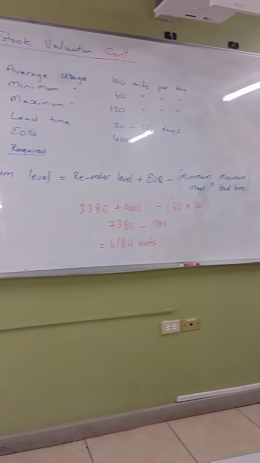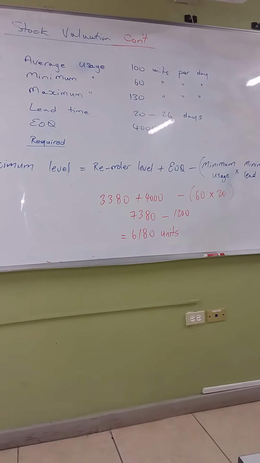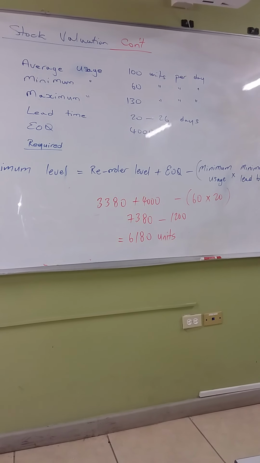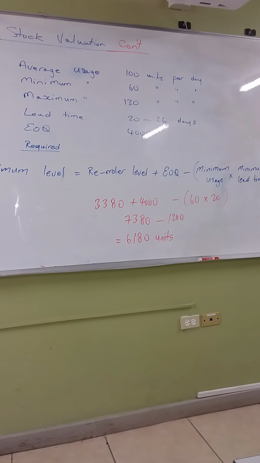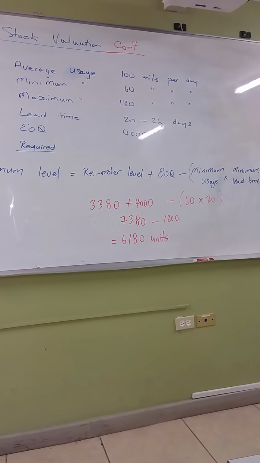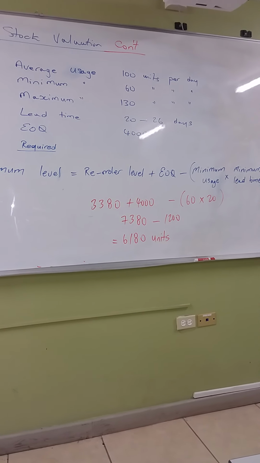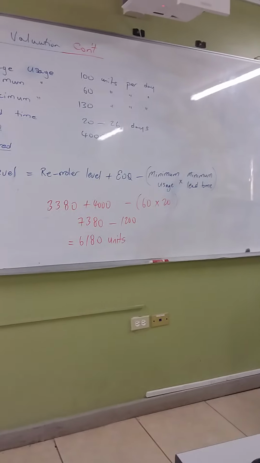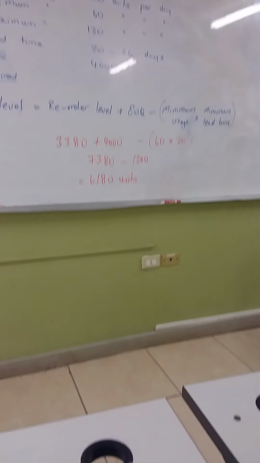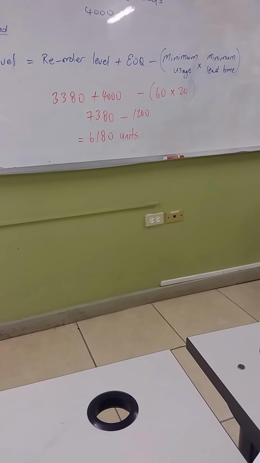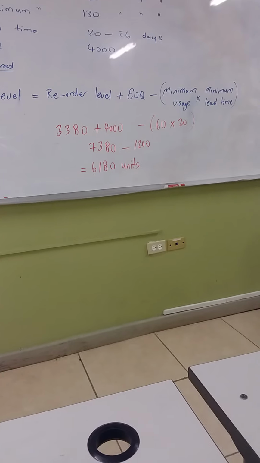Minimum lead time. What was the minimum lead time? Remember what lead time means: the least amount of time that it will take you to get those goods that you would have ordered. Now in this case, your minimum lead time was 20. So 60 times 20 gives you what? 1,200.